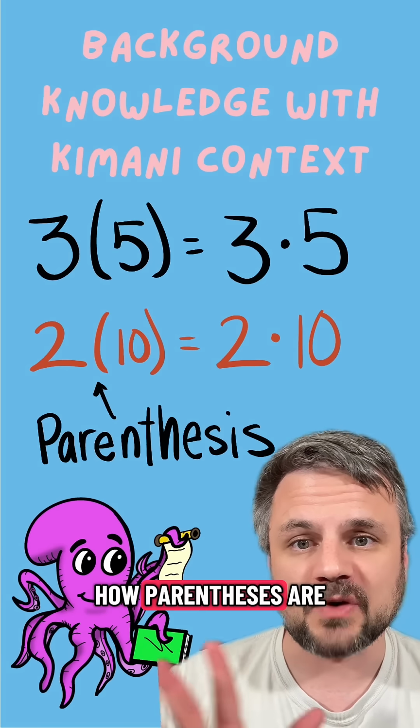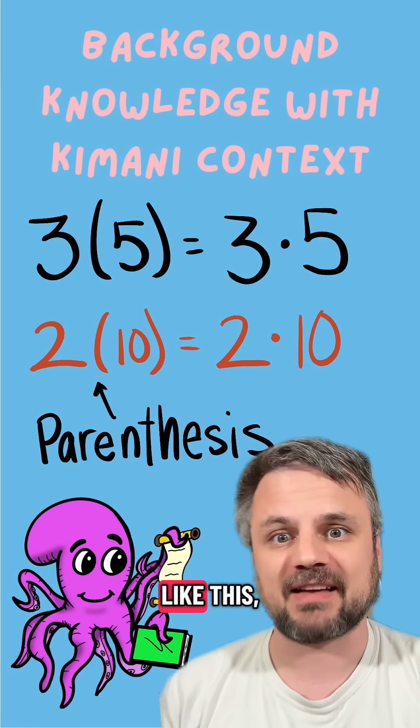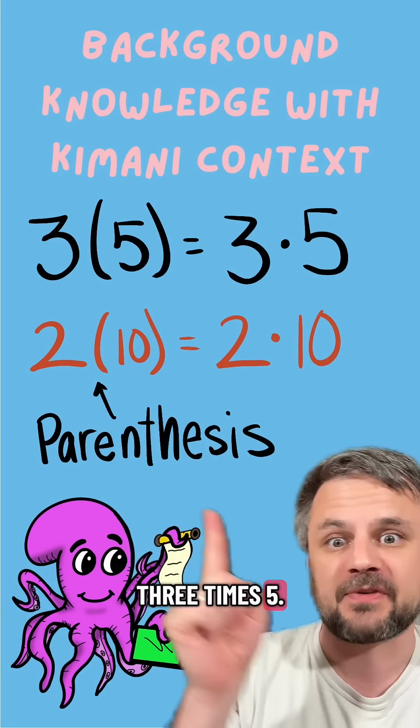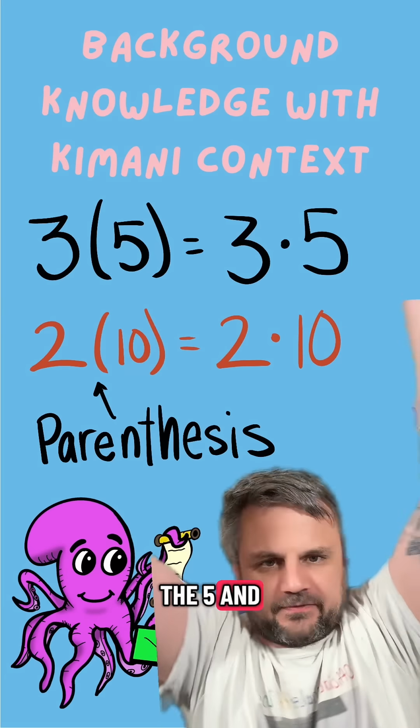First, let's review how parentheses are used in numeric expressions. If you see a number outside of parentheses like this, that means you need to multiply the number outside by the number inside. So this means 3 times 5, this means 2 times 10, and the parentheses are the things that go around the 5 and the 10.